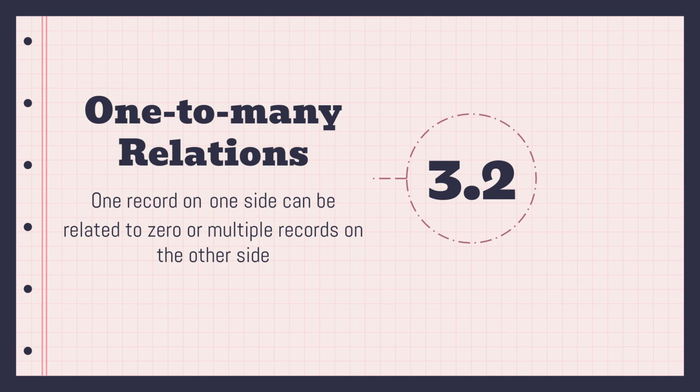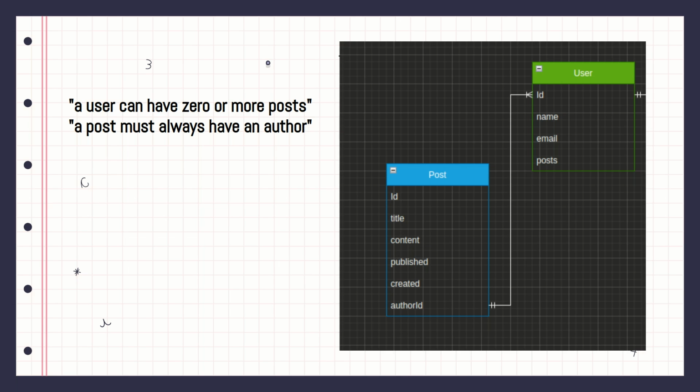So to create a one-to-many relationship, we're going to have a post and a user. Each user can have multiple posts, but each post can only belong to one user. So a user can have zero or more posts. A post must have one and only one author. Right, so great. So we're going to create a schema. Each post is going to have an ID, a title, a content, published at, created at, and also the author ID. So let's go ahead and do that.